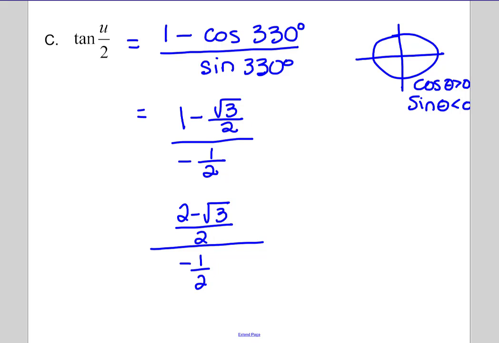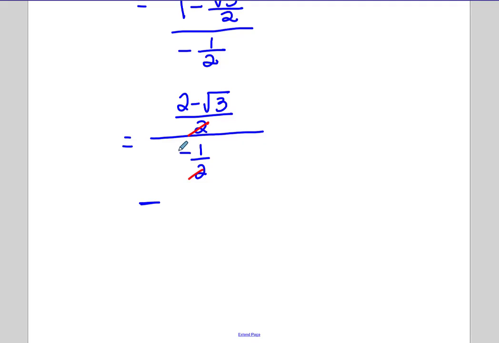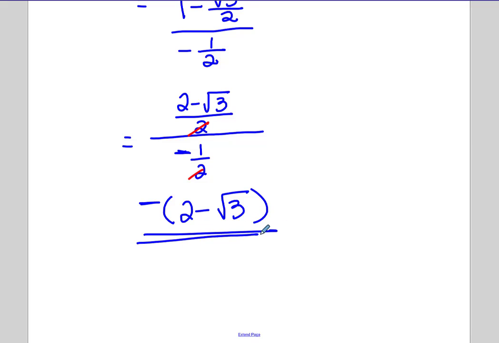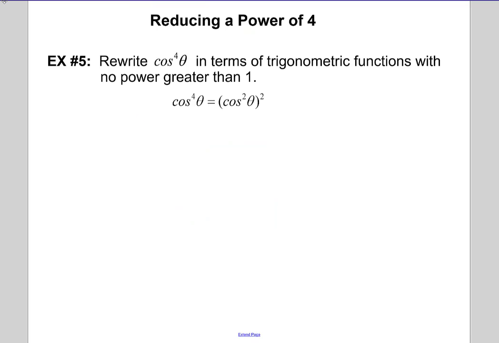So if you multiply by the reciprocal, these are going to go away, and our final answer is going to look like negative, because this is negative, times 2 minus radical 3 for our exact answer of the tangent for 165 degrees. And then example 5, we're going to look at the category for power reducing.